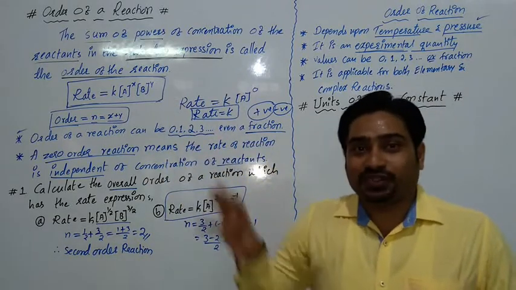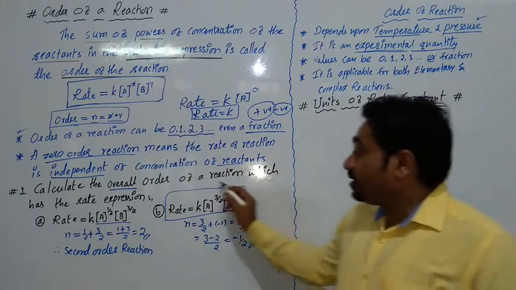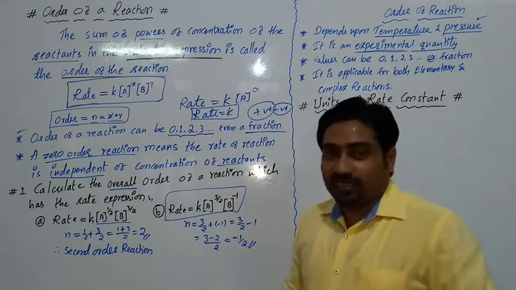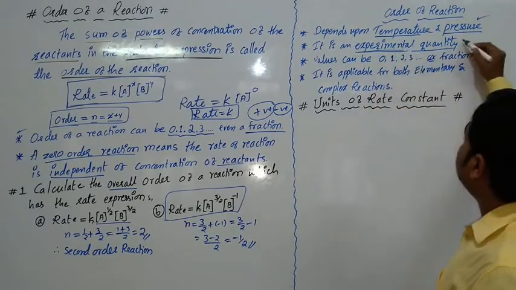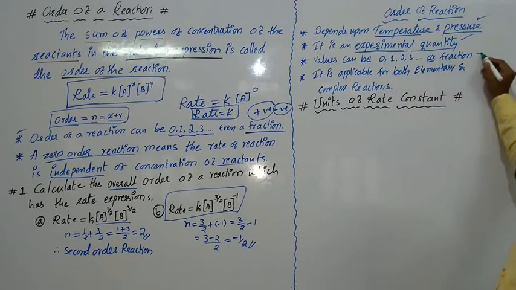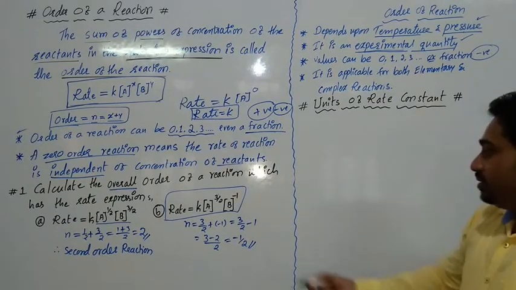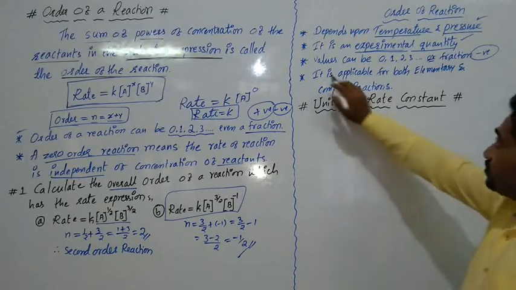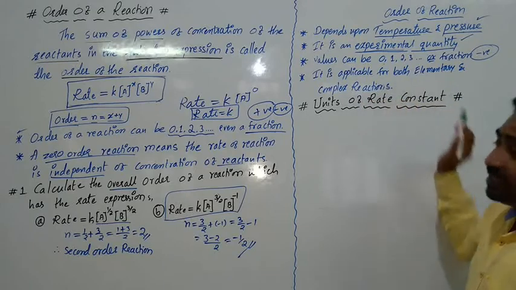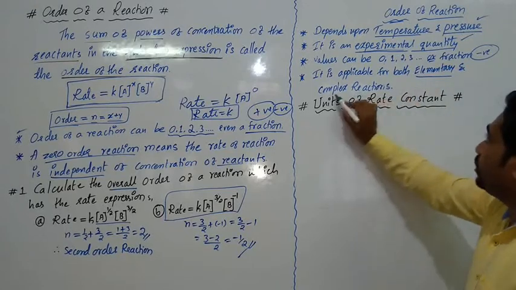If a balanced chemical equation is given, we cannot directly write its order. Why not? Because only when we do an experiment do we know how much the rate of reaction depends on which concentration. So the order of reaction is an experimental quantity, and the value can be 0, 1, 2, 3 or even a fraction, or it may be negative values. The order of a reaction can also have negative values, as in our example. Okay, and one more important point: it is applicable for both elementary and complex reactions.